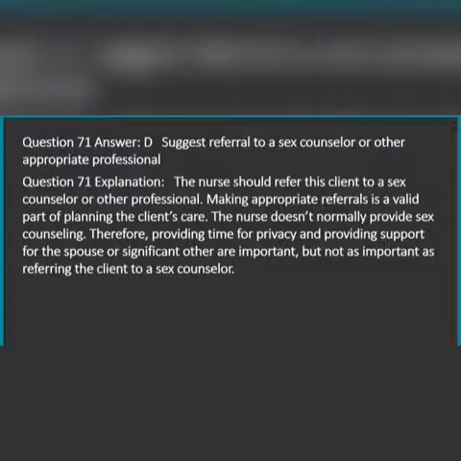Question 71 Explanation: The nurse should refer this client to a sex counselor or other professional. Making appropriate referrals is a valid part of planning the client's care. The nurse doesn't normally provide sex counseling. Therefore, providing time for privacy and providing support for the spouse or significant other are important, but not as important as referring the client to a sex counselor.